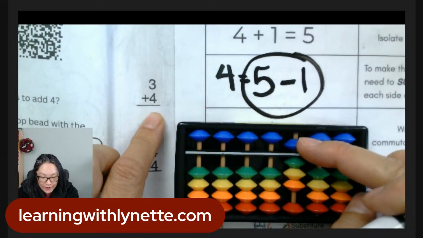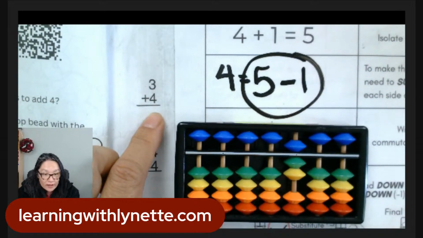Then we're going to substitute this information into this 4. When you look, I'm going to add the 5. I'm going to take away the 1. And so my final answer is 7.